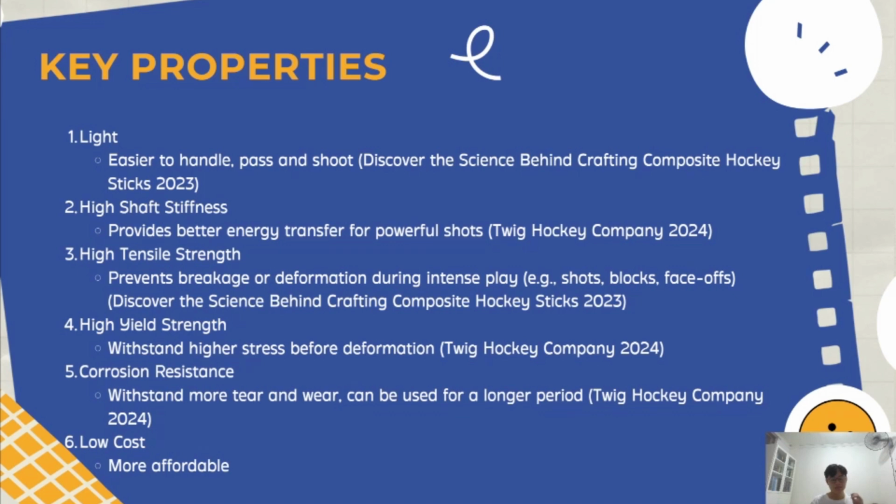Then, the next property is high tensile strength. A hockey stick must endure intense play like shots, blocks, and face-offs without breaking or deforming. Another property is high yield strength. This means that the stick can withstand significant stress before permanent deformation occurs.